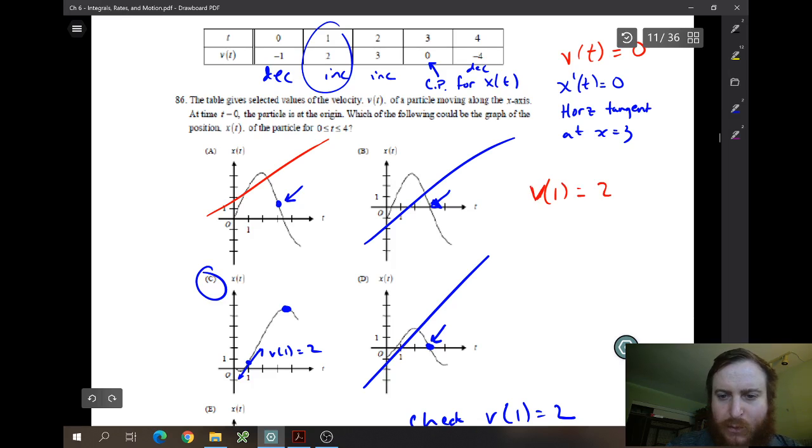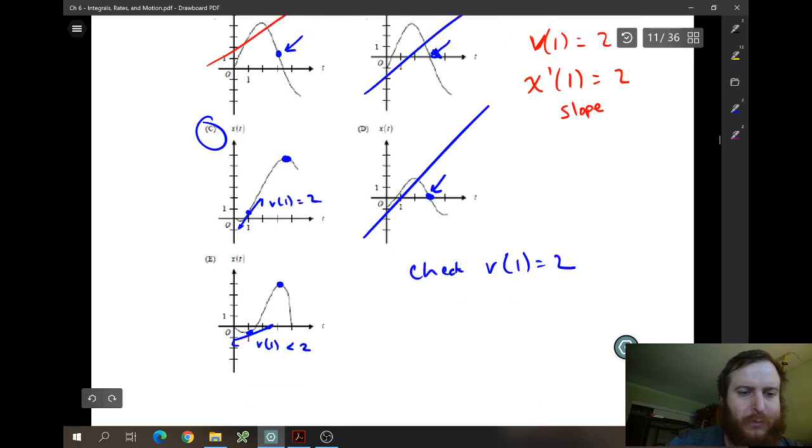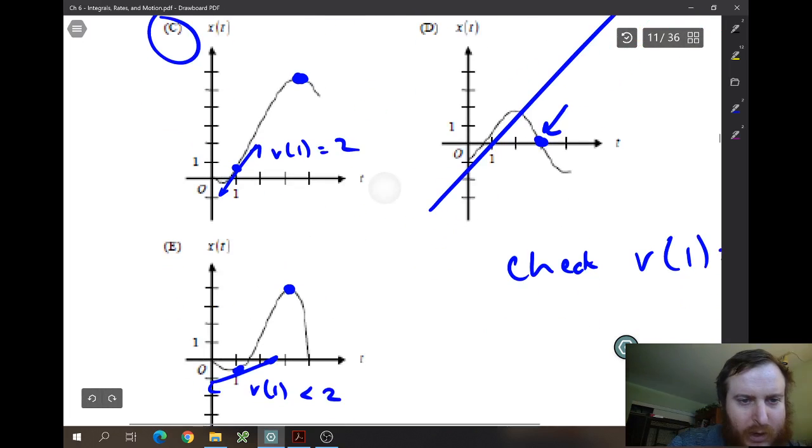What would that mean on my graph of x? That would mean x prime of 1 is 2, which is the slope. So that means the slope at 1 has to be up 2 over 1. So if we look at C, at this point, it does look like it's going up 2 over 1. If I draw the tangent line there, it looks like it's up 2 over 1, or close to that.